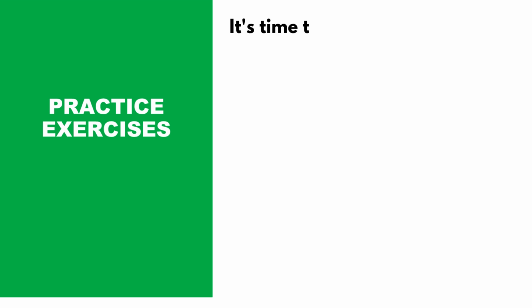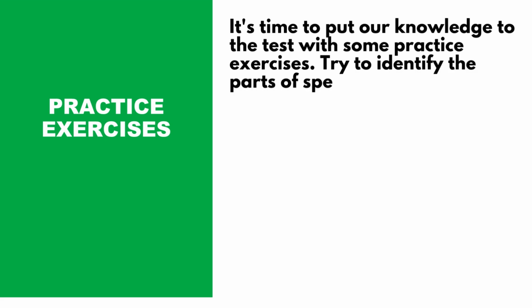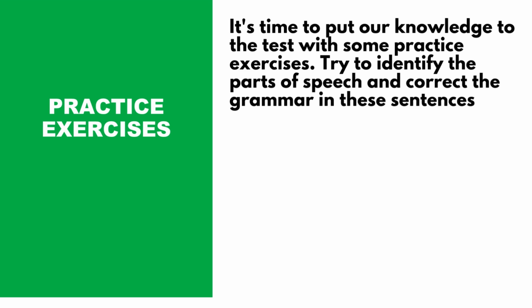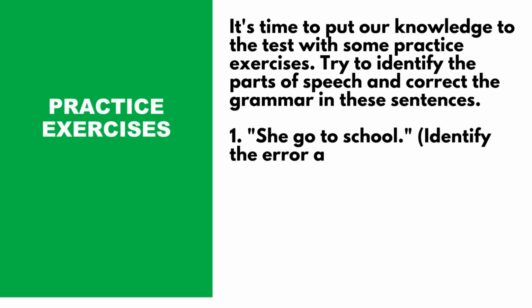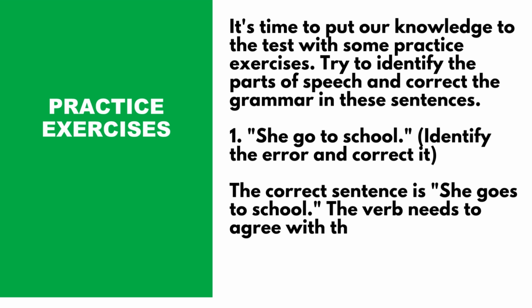Now it's time for practice exercises. It's time to put our knowledge to the test with some practice exercises. Try to identify the parts of speech and correct the grammar in these sentences. 1. She go to school. Identify the error and correct it. Now the correct sentence is, she goes to school. The verb needs to agree with the subject, and that has to do with the subject-verb agreement that we earlier talked about.